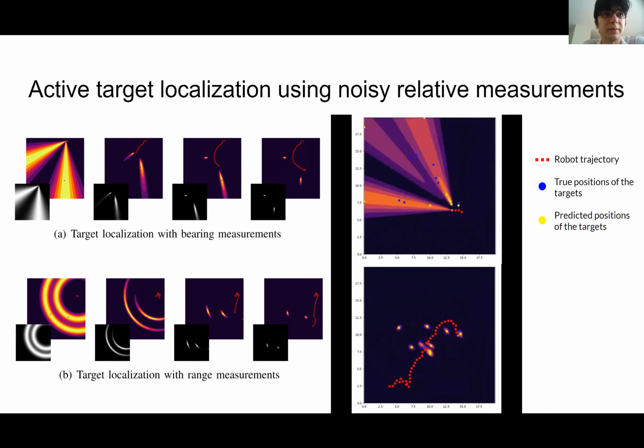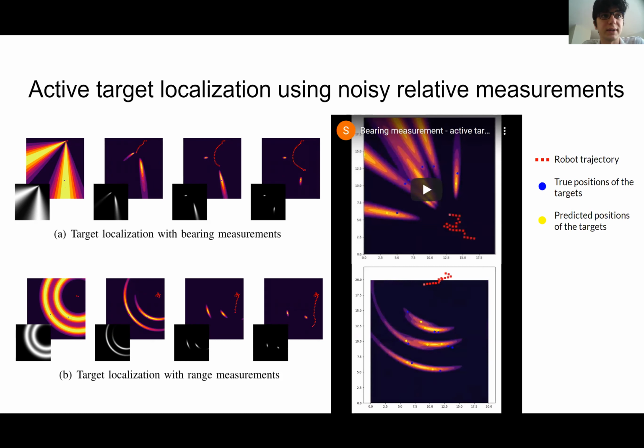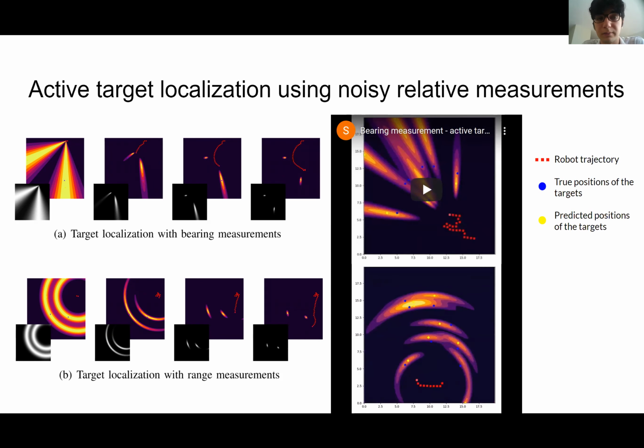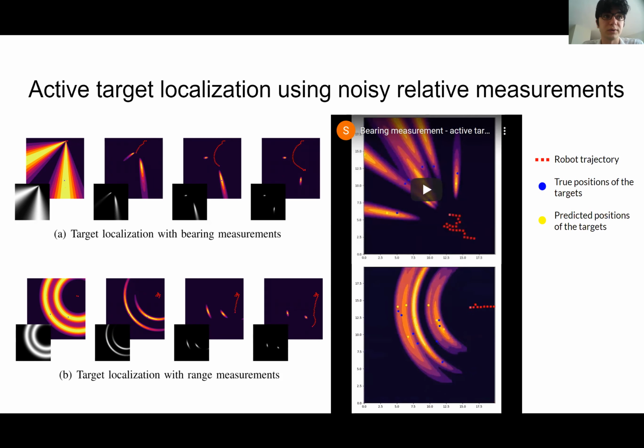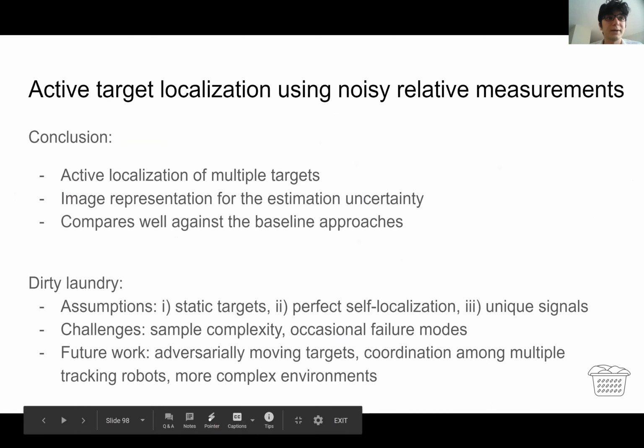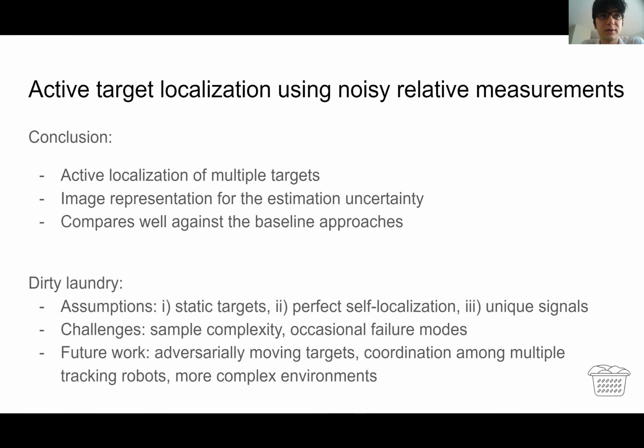We see that most of the time our method is able to generate trajectories that enable localizing the targets with good accuracy. However, there are some failure modes where the sensor needs to acquire many measurements from the same position. Next slide, please. In conclusion, in this paper, we presented a method to actively localize multiple targets using an image-based representation that encapsulates the estimation uncertainty. We also show that our method compares well against a couple of baselines used commonly in practice.